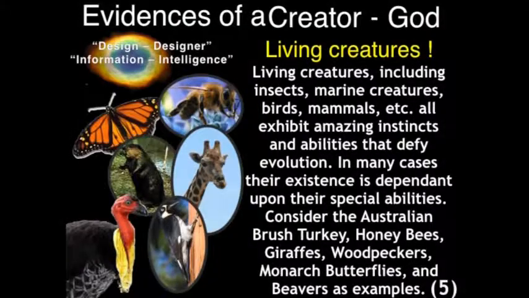Now we move to the next level, and that is we're getting smaller here. We're looking now at living creatures here on the earth. Everywhere you look throughout the earth at different types of living creatures, you will find amazing design features. I want to give you just a few. The first one is a little bird that's called the Australian brush turkey.